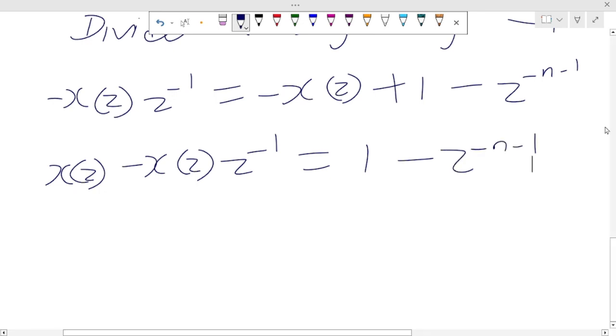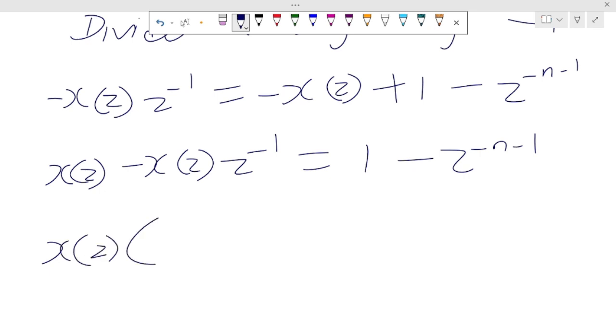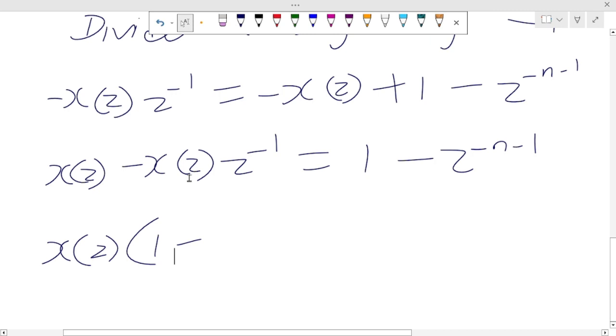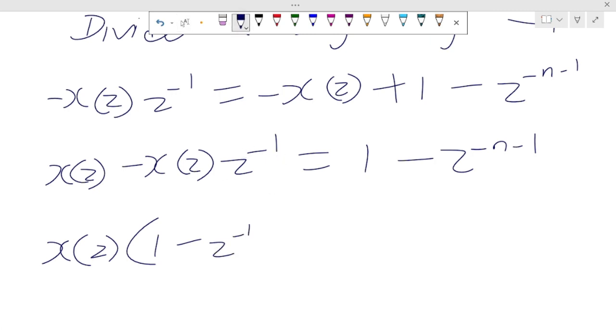Good. And then what next? We factor out x of z. So that will give you x of z. What will be left after you factor out x of z from here is 1. So you have 1 minus, we factor out x of z already, so here will just be left with this guy. So that will be z raised to the power minus 1 equal to 1 minus z raised to the power minus n minus 1.